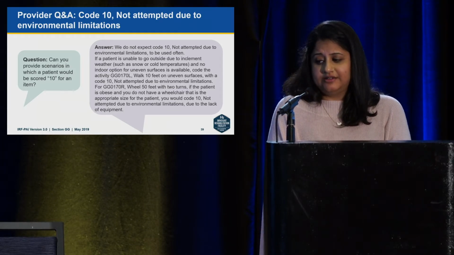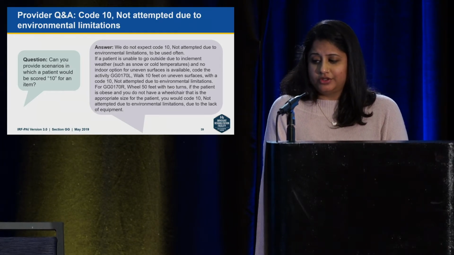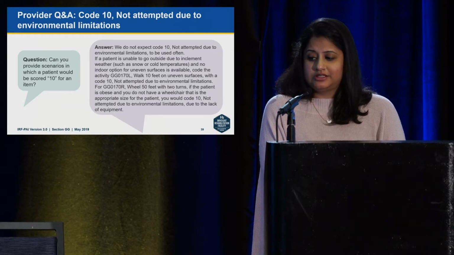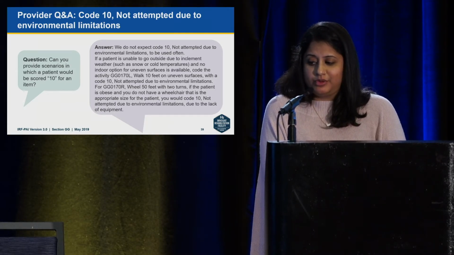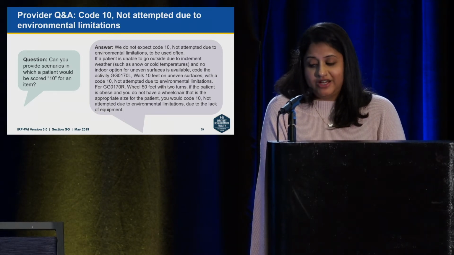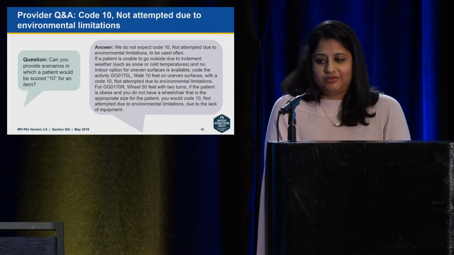For GG0170R, wheel 50 feet with 2 turns, if the patient is obese, and you do not have a wheelchair that is the appropriate size for the patient, you would code 10, not attempted due to environmental limitations due to the lack of equipment.